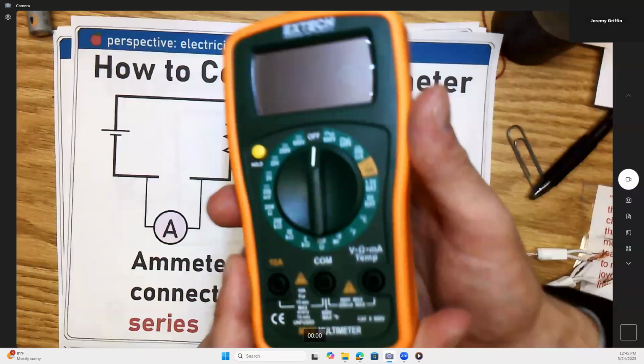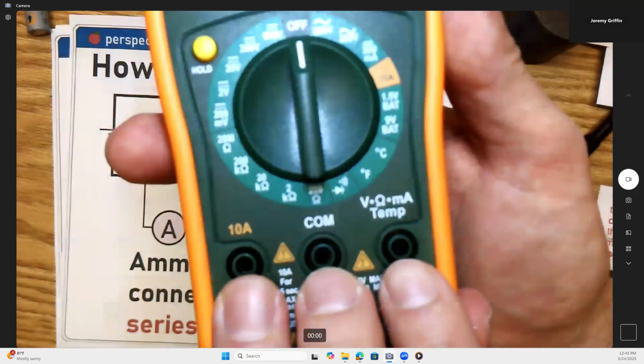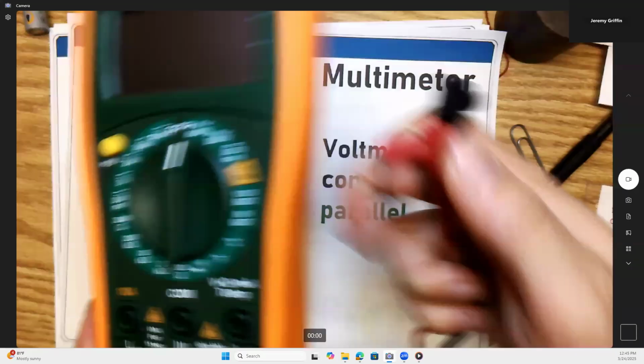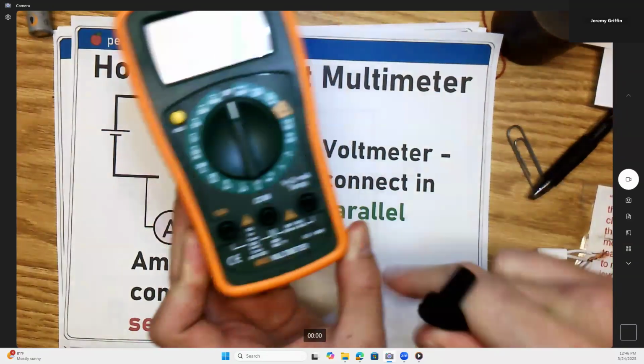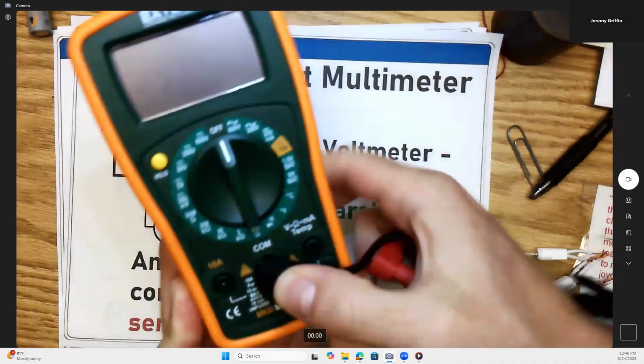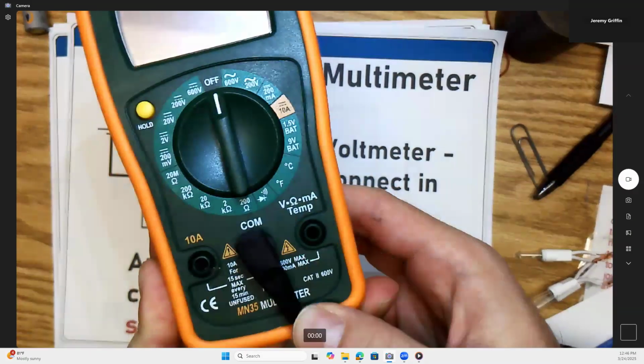Now I have 3 places to plug things in. You guys see those 3? Okay. But I only have 2 leads. So here's what I'll do. I'm going to take the black lead and plug it into the one that says COM. That is always going to be there. Okay, you guys got that right in the middle?